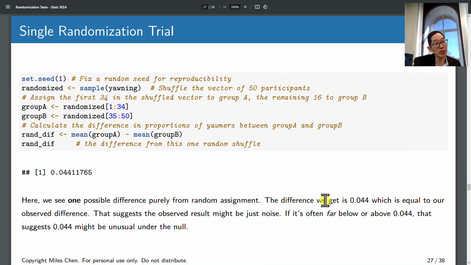Okay, the difference we got is 0.044, and that's equal to the observed difference that we got in our original data. So this suggests that the observed result in our original data could just be random noise. Could be. Now, we're going to repeat this to see how often stuff like this happens. And if it's often far below 0.044 or above that, then 0.044 might be unusual under the null, but we'll just see.